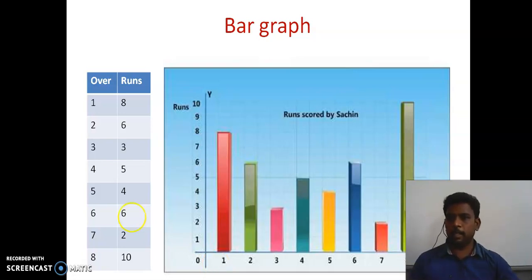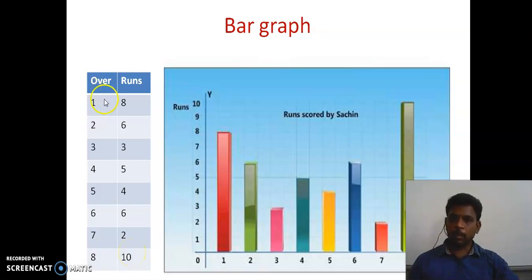Look at the data here, that is the given data. So here we represented this data in the graph by means of bars, right? In the first column of your table, the number of overs is shown. So first over, second over, third over, fourth, fifth, sixth, seventh and eighth over. And here the second column indicates the runs scored in the particular over.